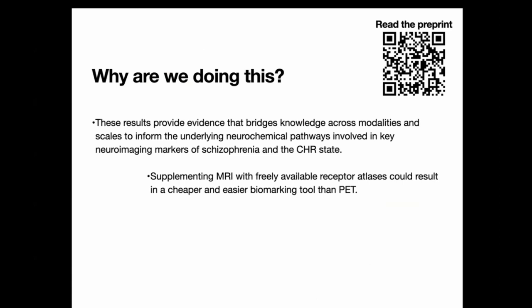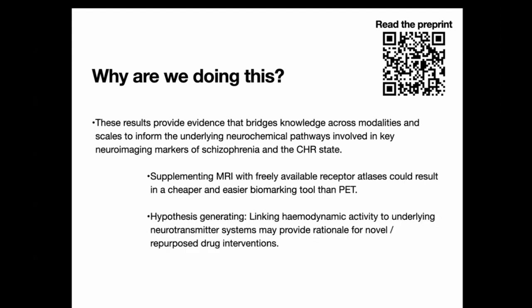So using these methods is a way to freely supplement our MRI analysis, and might become a much easier and cheaper biomarking tool than doing PET in each individual. And it's also hypothesis generating. By linking these metabolic abnormalities to these underlying neurotransmitter systems, that might give us rationale for new drug interventions or repurposing existing drugs to target those systems. We've just published this in a preprint. If you're interested in any of these methods or any more of the specifics that I haven't had time to get into, check it out there, but I can also answer questions if you have any.